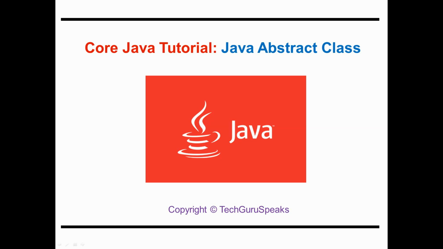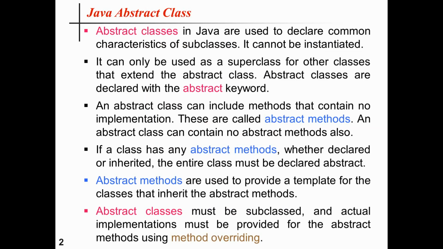Today I would like to talk about one of the most important things of Java programming, that is Java Abstract Class. Abstract classes in Java are used to declare common characteristics of subclasses. In other words, we can say that by using abstract class, we can provide a generic definition for more subclasses.